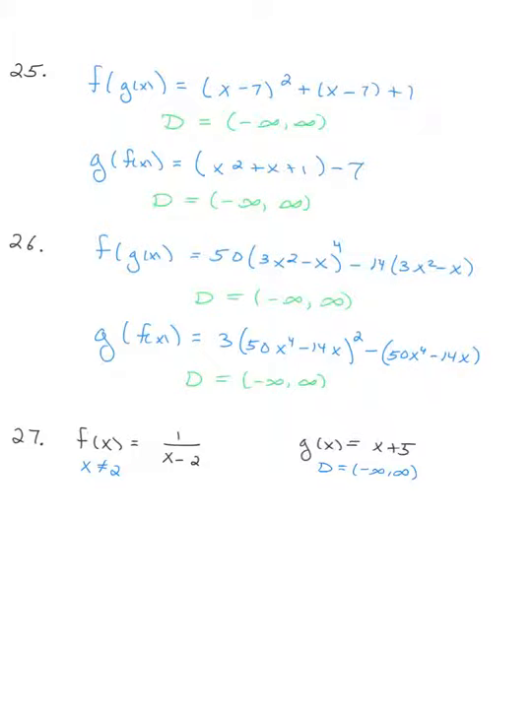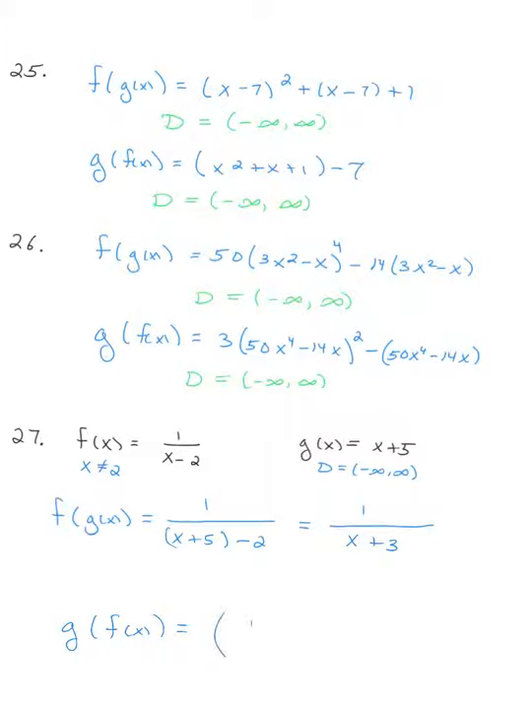Let's check it out. F composed with g of x is equal to 1 over, I'm going to put x plus 5 in place of that x and subtract 2. I'm actually going to simplify this one as well. We get 1 over x plus 3. If we get the composition g of f of x, this is equal to 1 over x minus 2 plus 5.